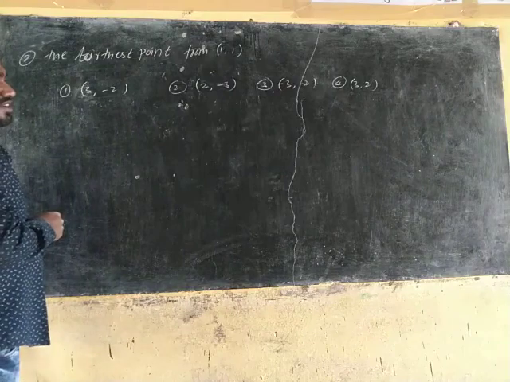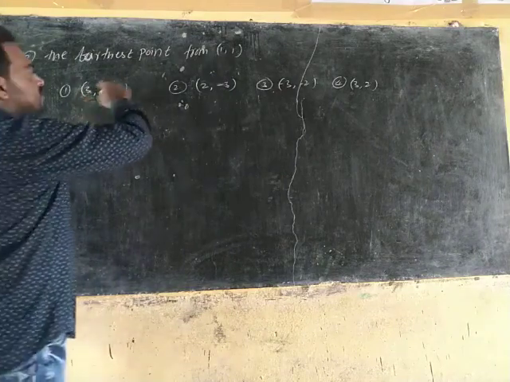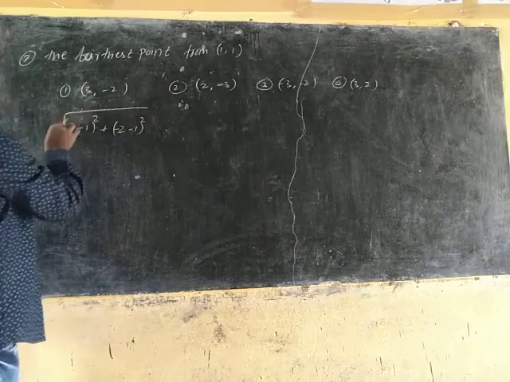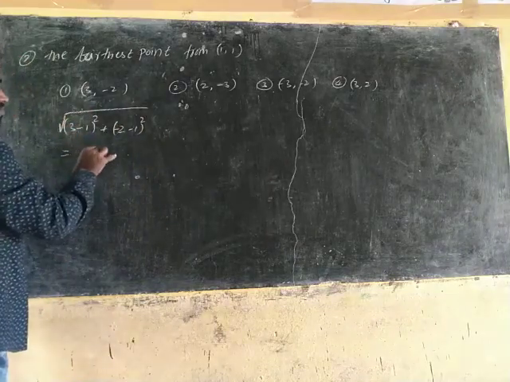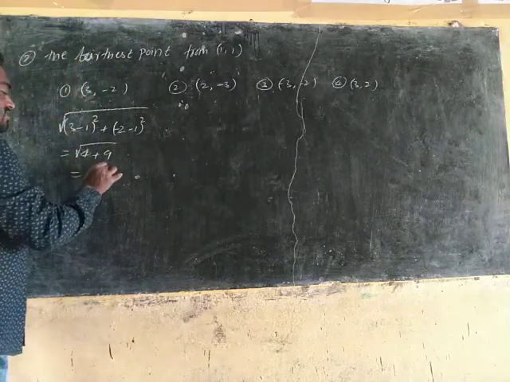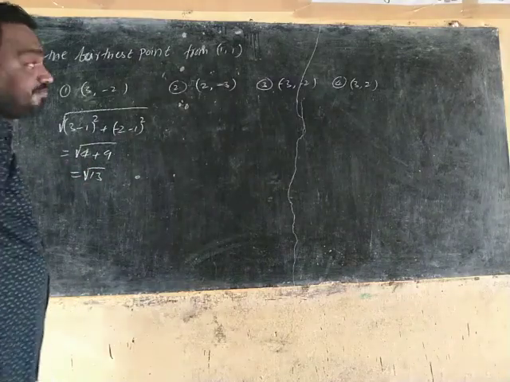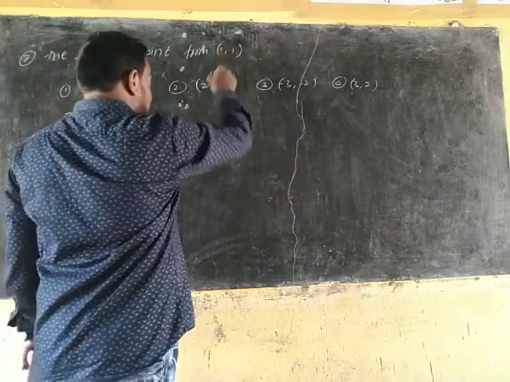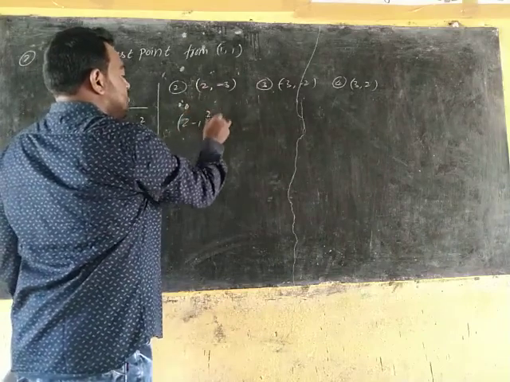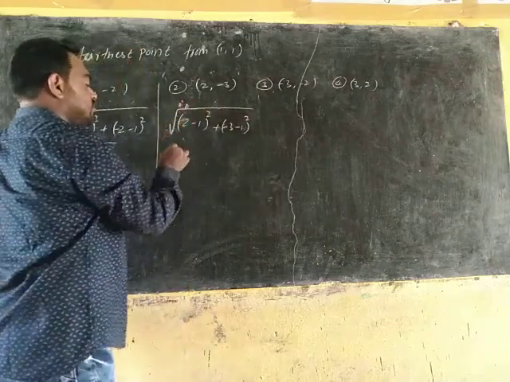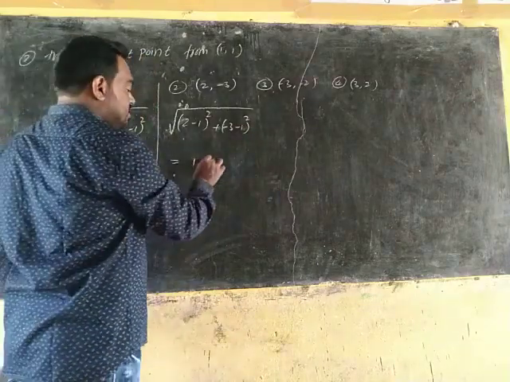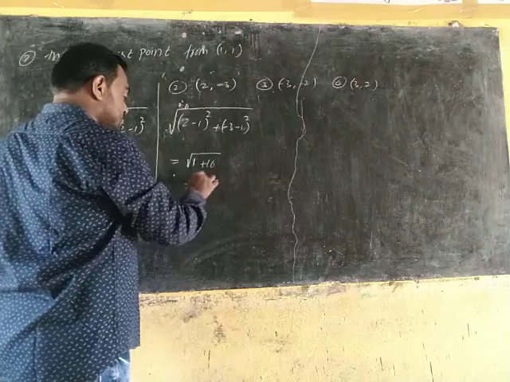So first find the distance from this point to option 1. What is the formula? Square root of (x2 minus x1) whole square plus (y2 minus y1) whole square: (3 minus 1) whole square plus (2 minus 1) whole square. 3 minus 1 is 2, square is 4, plus 2 minus 1 is 1, wait, the second option: (2 minus 1) whole square plus (minus 3 minus 1) whole square, under root. 2 minus 1 is 1, square 1, plus minus 4 square is 16. 1 plus 16 is 17 under root.